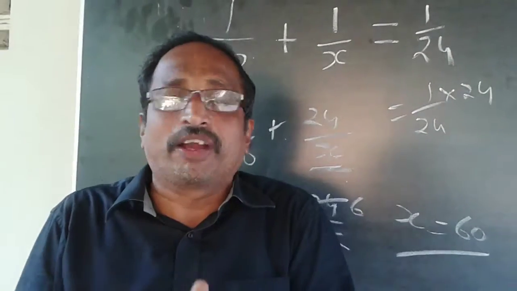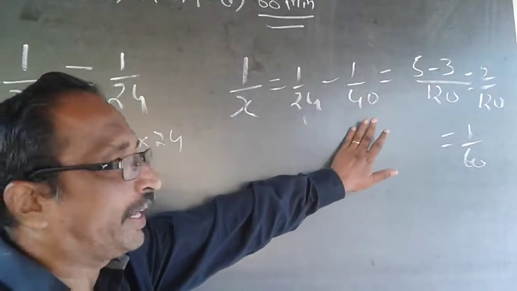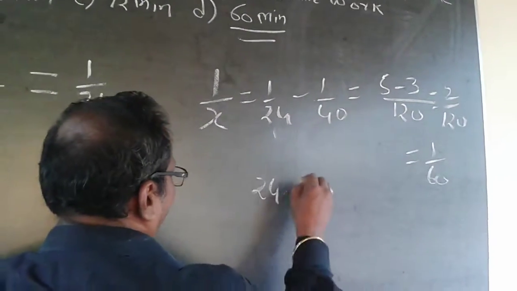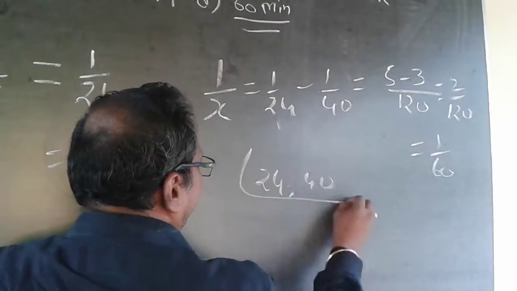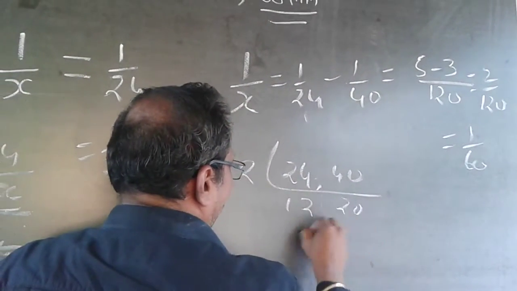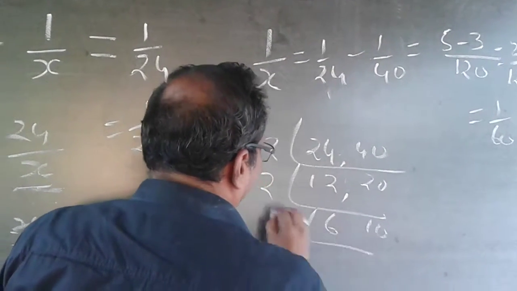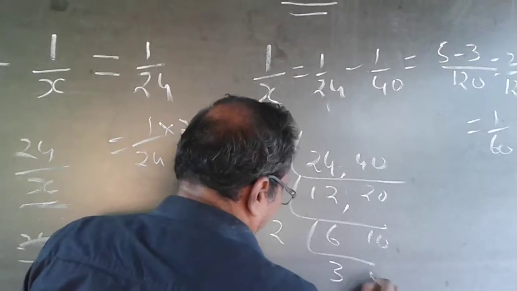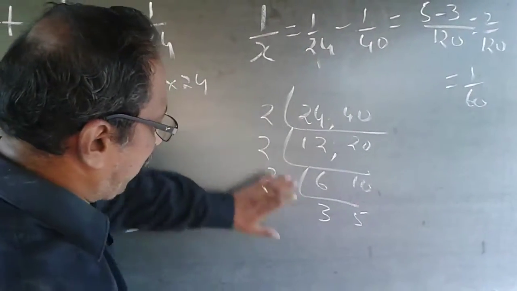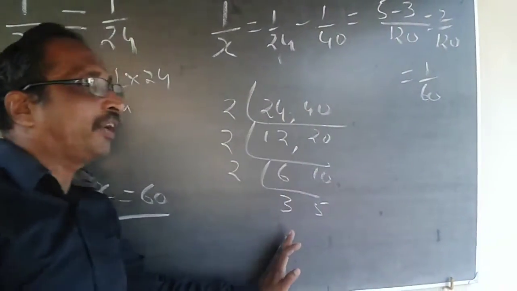The essence is you will have to do it first. Here I presume that you will know how to find your LCM, so I didn't work it out. In case you want me to work it out, the LCM of 24 and 40: divide by 2, this will be 12 and 20. Again by 2 will be 6 and 10. Again by 2 will be 3 and 5. So these are all prime numbers. 2 into 2 into 2 is 8, 8 into 3 is 24, 24 into 5 is 120. This is the way of finding out your LCM.